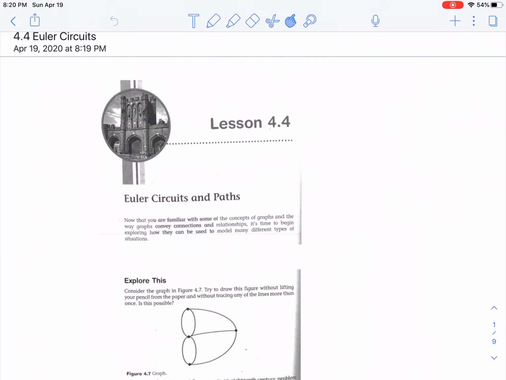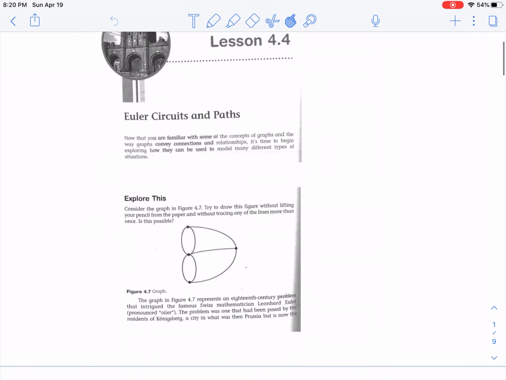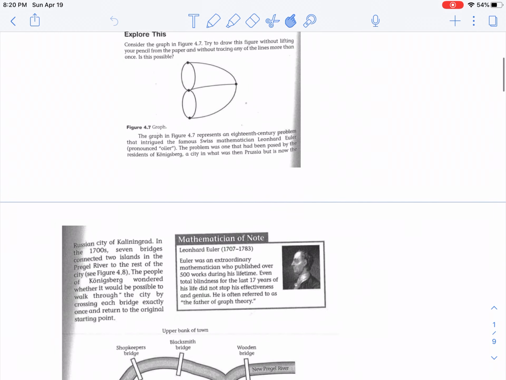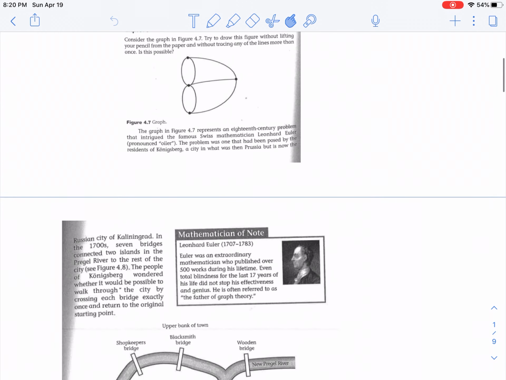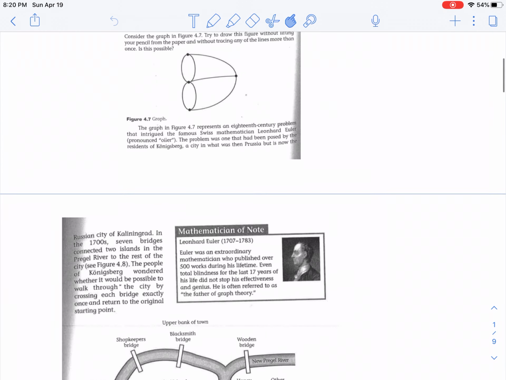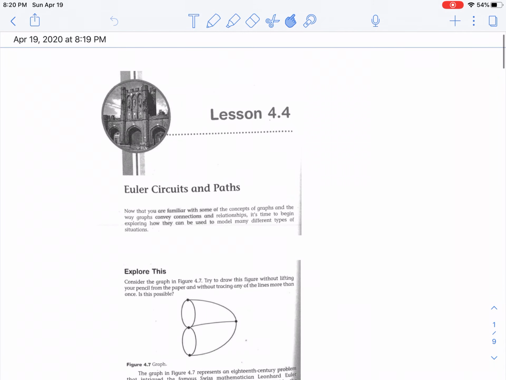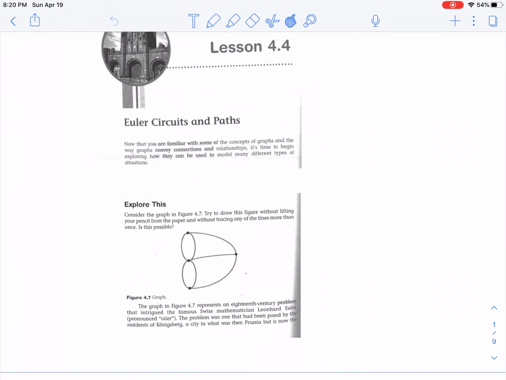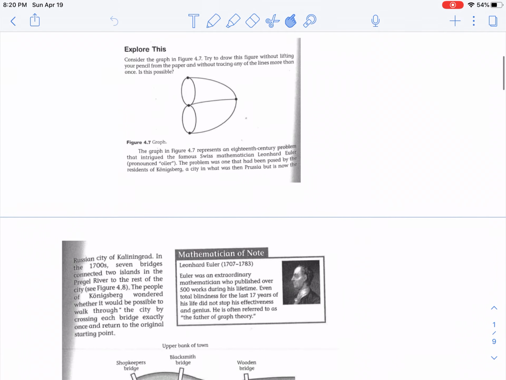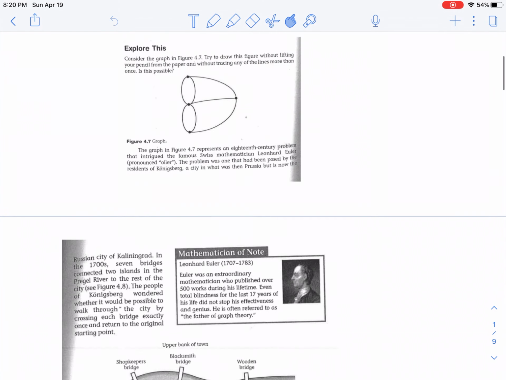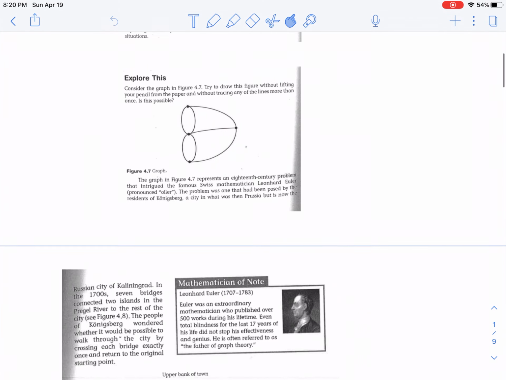All right, lesson 4.4. Euler circuits. That word is pronounced Euler, E-U-L-E-R. That is the name of a famous mathematician, Leonard Euler, who figured out how to determine if a circuit or a path are definable, and we'll talk about what circuits and paths are, if you have a map or a graph and you're trying to navigate your way through it.